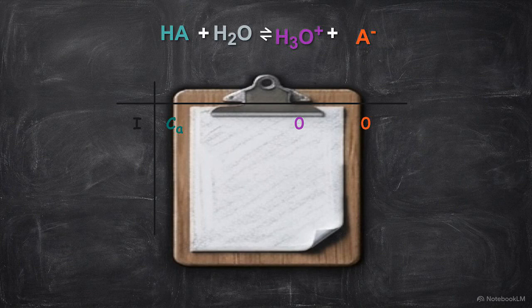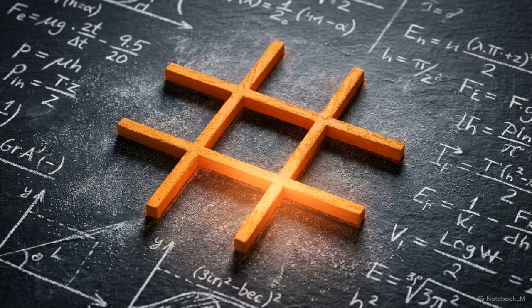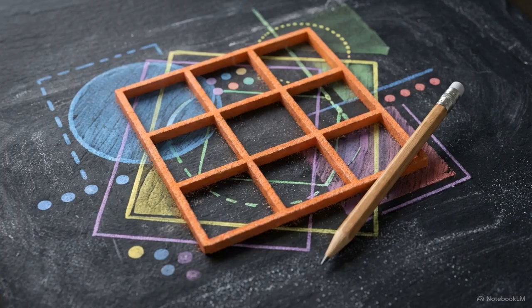We track changes with a grid. At time 0, acid is Ca, products are 0. Acid drops by X, products gain X. Combining these gives the final equilibrium state. Acid is Ca minus X, products are X. This grid maps the entire chemical reality of the solution at equilibrium. It provides the structured blueprint for all the math that follows.